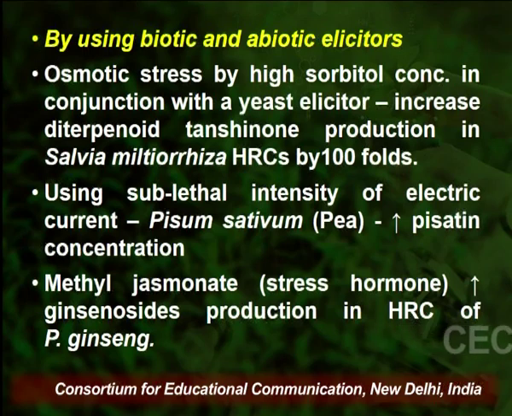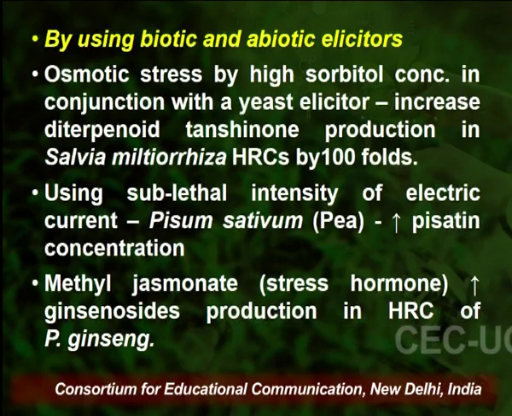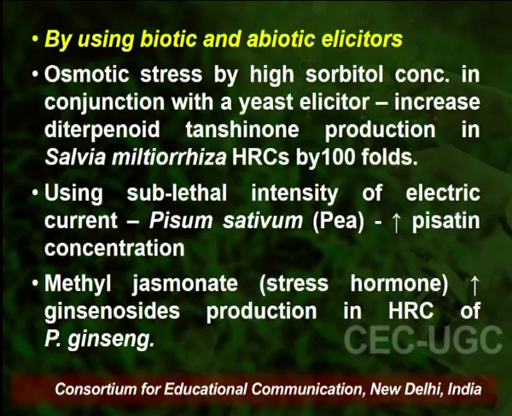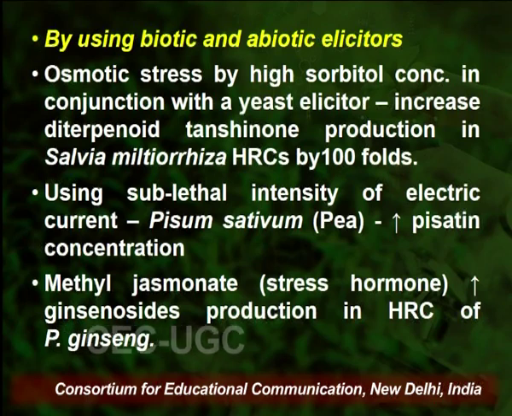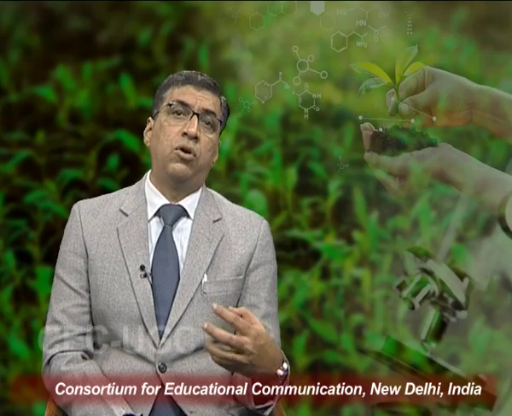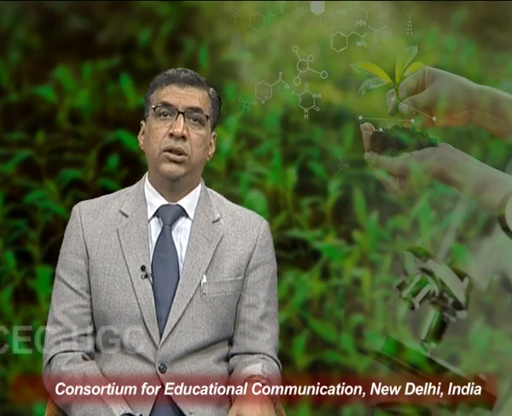Another example was using a sublethal intensity of electric current. Again, electric current here acted as an abiotic elicitor in Pisum sativum, the pea plant, which significantly enhances the production of pisatin, the active constituent, in hairy root cultures of the pea plant. Then methyl jasmonate, which is a stress hormone in plants, is a biotic elicitor. It enhances ginsenoside production in hairy root cultures of Panax ginseng, and we know that ginsenosides are the active constituents of Panax ginseng; the majority of the pharmacological activities exhibited by ginseng are because of these compounds, ginsenosides.